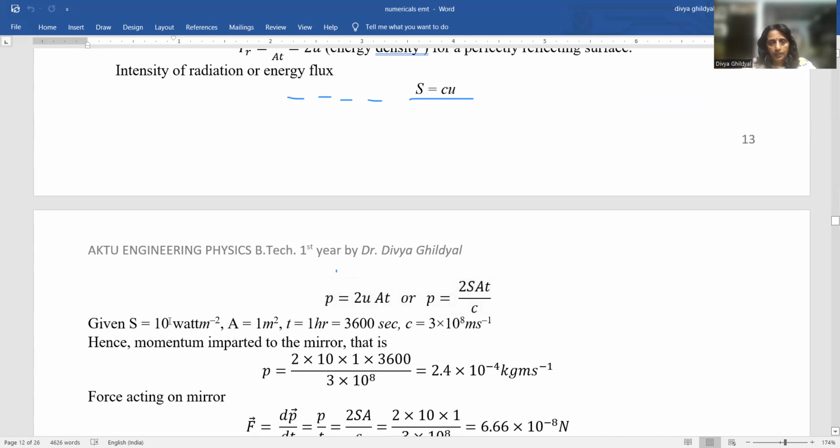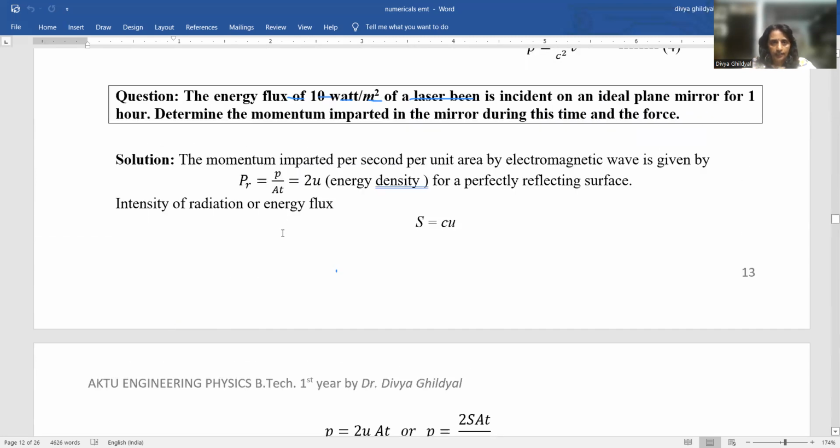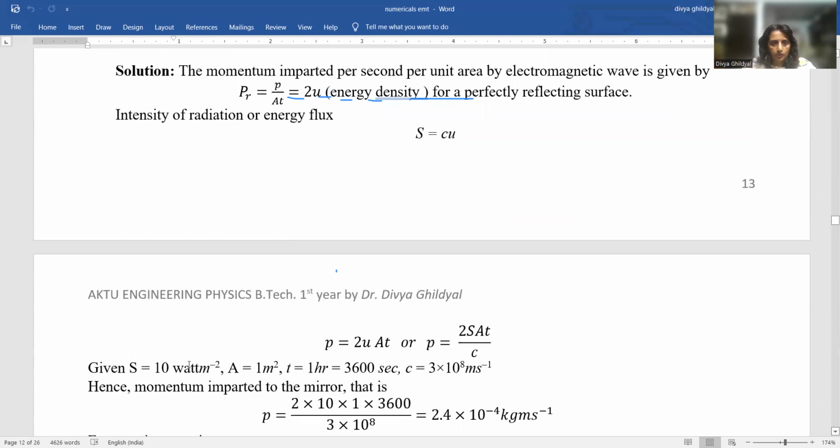Now we put the numerical values that have been given to us in the question. Energy flux of 10 watt per meter, so S becomes 10 watt per meter square. Area, time, 1 hour. 1 hour is 60 minutes.